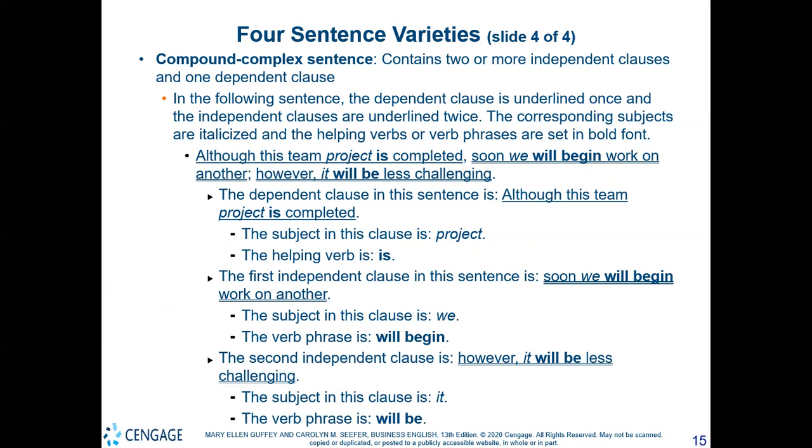The dependent clause in this sentence is although this team project is completed. The subject in the clause is project. The helping verb is is. The first independent clause in the sentence is soon we will begin work on another. The subject in this clause is we. The verb phrase is will begin. The second independent clause is however, it will be less challenging. The subject in this clause is it. The verb phrase is will be.